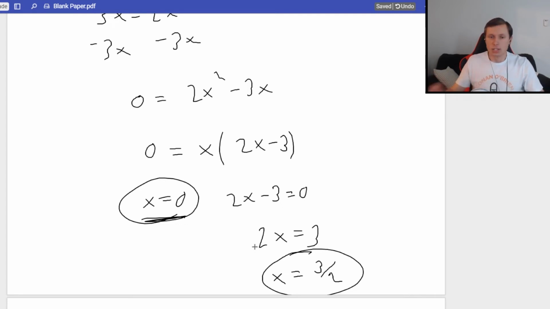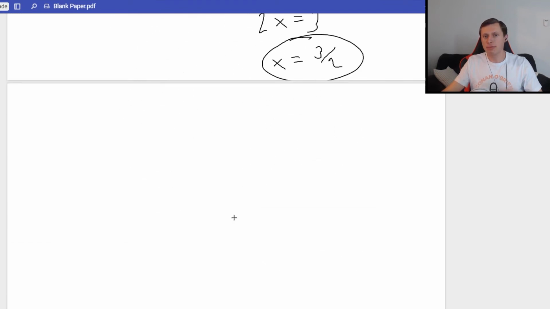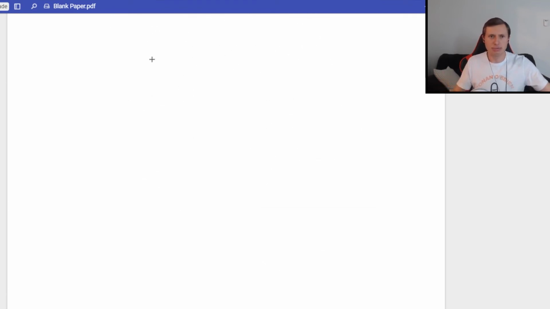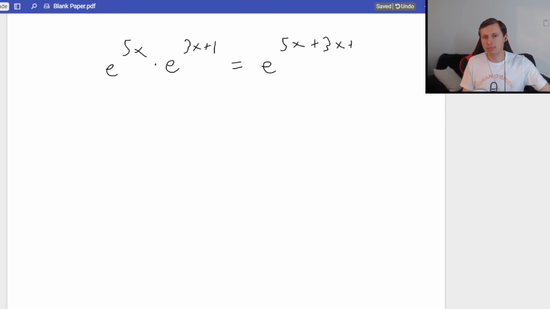Okay, great. So that's pretty much all I wanted to say on exponential functions. Actually, if I were to say one more thing, this is kind of helpful to know. Let's say I have e to the 5x times e to the 3x plus 1. How do I simplify this? Well, if you remember, whenever I multiply things with the same base, it means I'm going to add the exponents. And when I add the exponents, it's e to the 5x plus 3x plus 1.